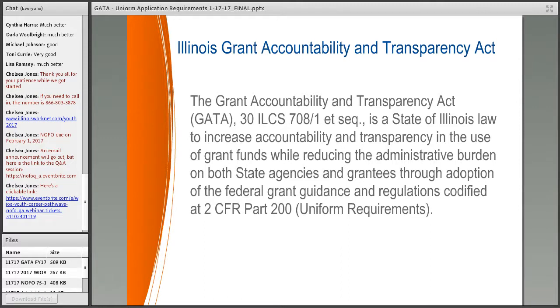Thanks, Matt. Today we're going to cover the Illinois Grant Accountability and Transparency Act, otherwise known as GATA, which is a state law to increase accountability and transparency in the use of grant funds. One of the requirements of the uniform guidance is that each pass-through entity have in place a framework for evaluating the risks posed by applicants before they receive awards. So today we're going to outline the pre-award process and requirements that the state has implemented to comply with the federal uniform guidance.